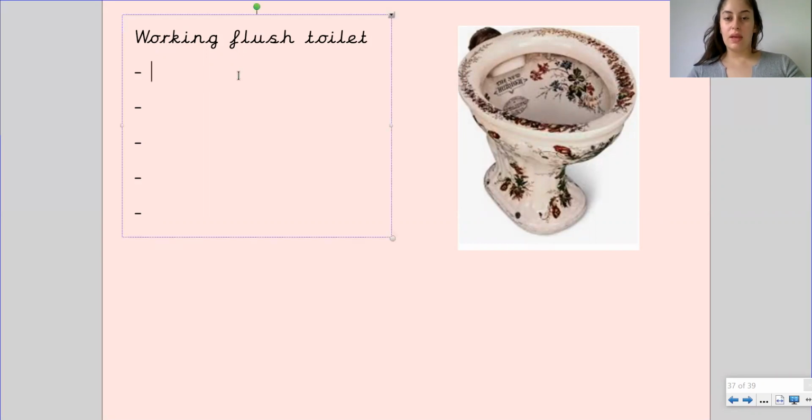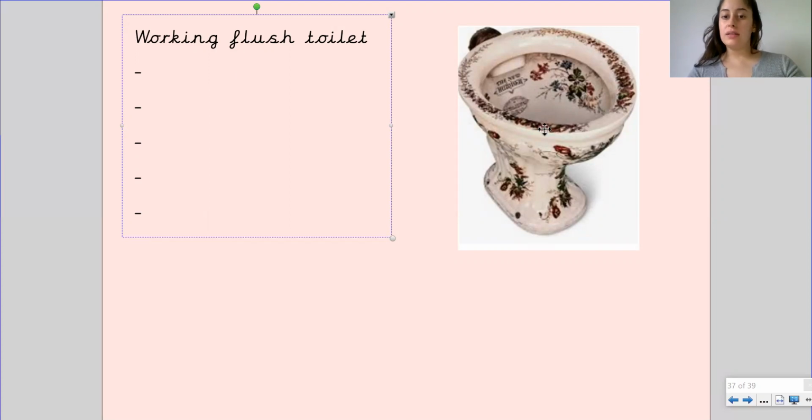So can you think about what adjective we could use to describe the floral pattern? We want to make it sound exciting. We want to use Year 3 vocabulary. We want to challenge ourselves. So what descriptive word, what adjective could you use to describe what the floral pattern looks like?